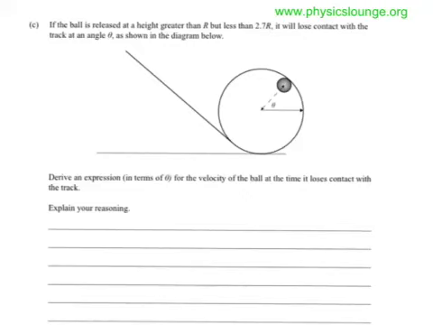So now we have question C, and we've got a ball being released at a height greater than r but less than 2r, and it will lose contact with the track at an angle theta as shown on the diagram below. So we covered all bases so far. The first one we were considering where the ball stays in contact with the track and comes up below r height. Then we've considered the case where the ball can continue around and do the loop, and now we're considering the case in between that, somewhere in here where the ball ends up in a place where it will fall off the loop and lose contact.